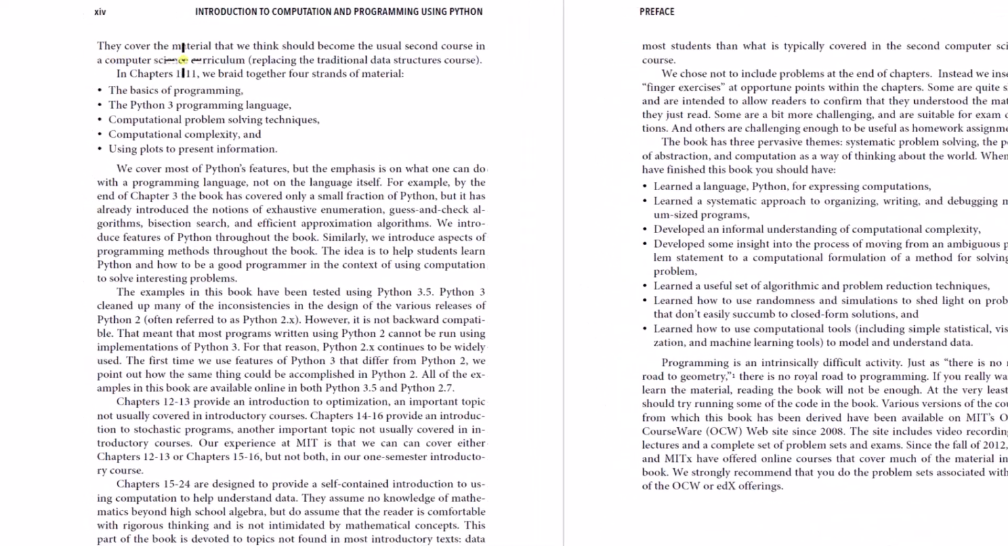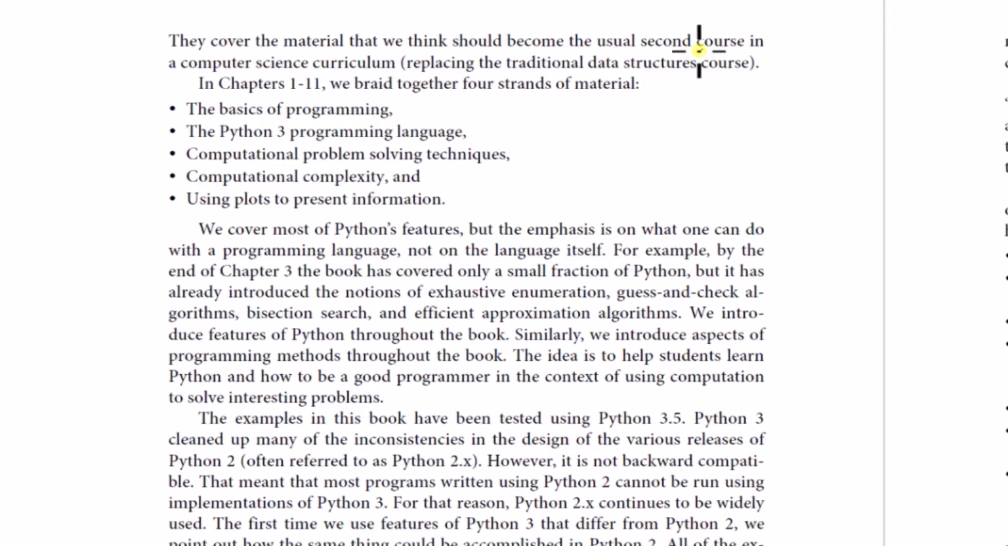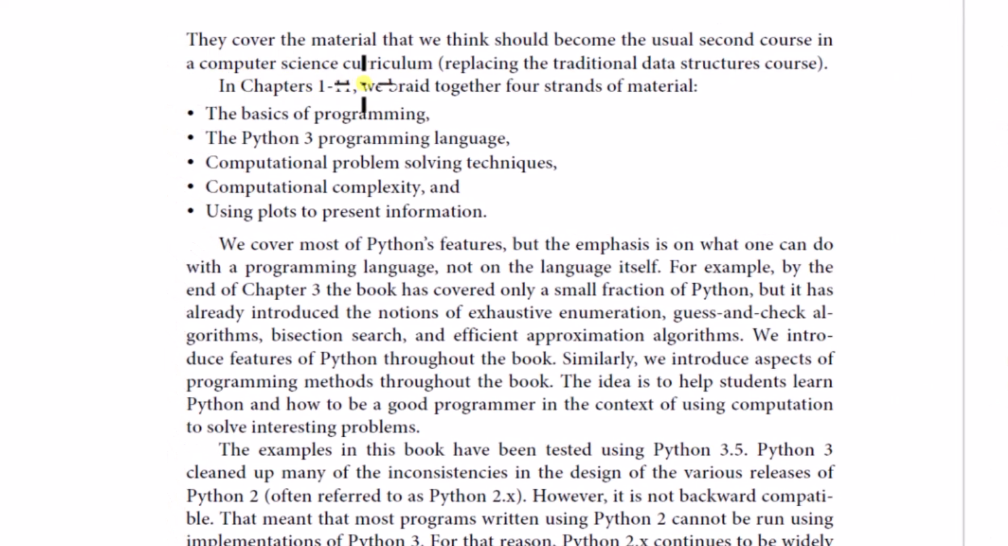They cover the material that we think should become the usual second course in a computer science curriculum, replacing the traditional data structures course. Right, but again, what's nice is the way this textbook is designed, it's more of an overview. It's also designed for non-computer science majors, to where this is going to be their only formal exposure to computer science, right?